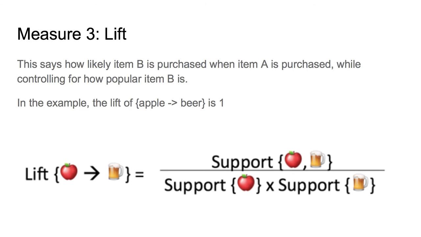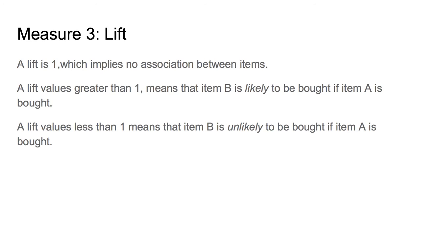What does the lift mean? If a lift is 1, it implies there is no association between items. If the lift value is greater than 1, it means that item B is likely to be bought if item A is bought. What if a lift value is less than 1? It means that item B is unlikely to be bought if item A is bought.